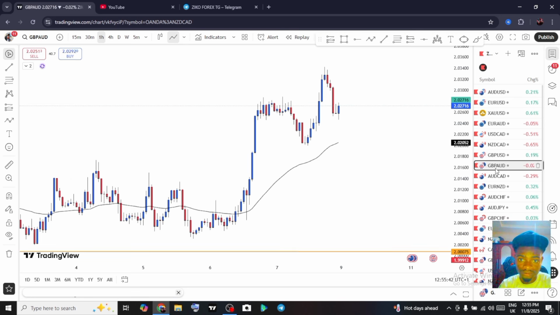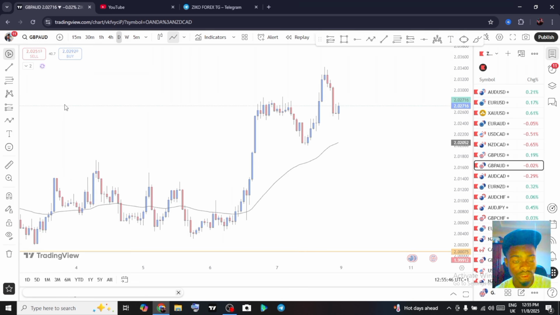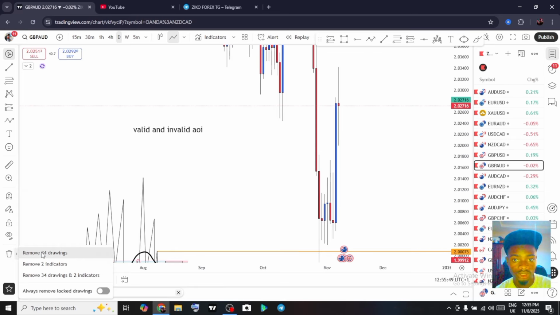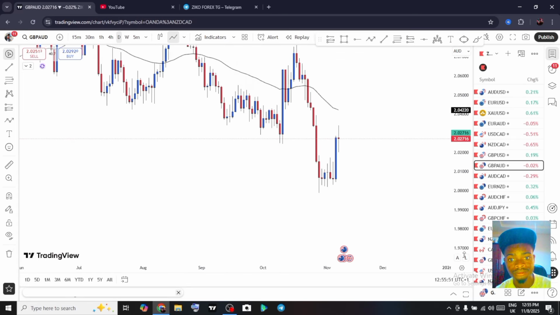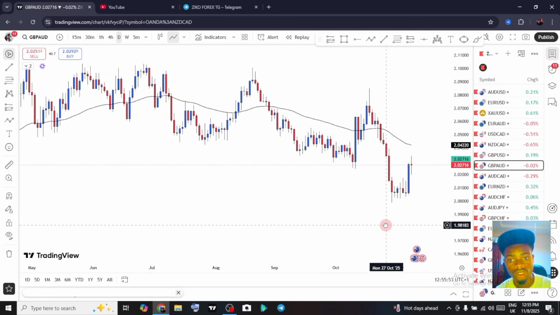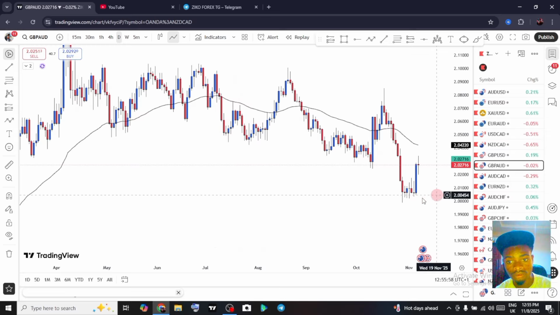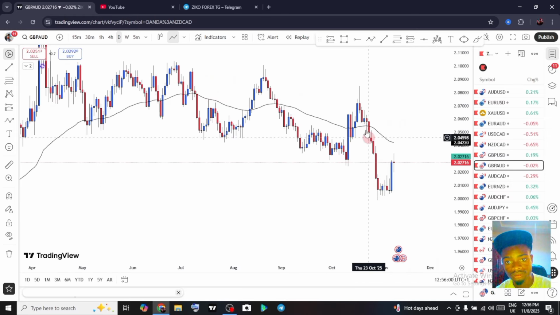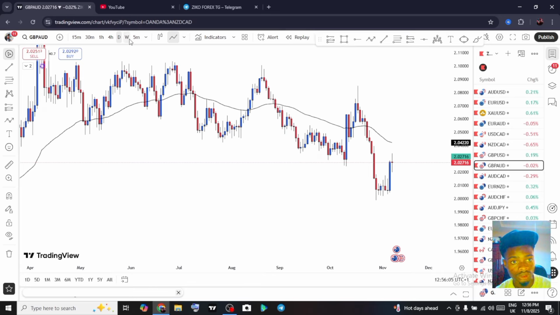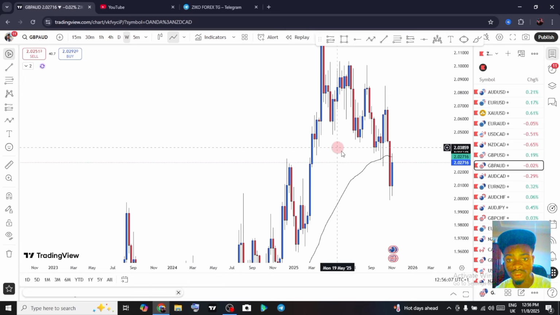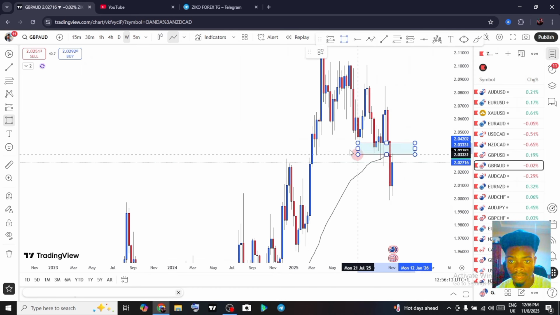GBPAUD next pair. All right, GBPAUD. Let's see how it looks on the daily time frame. On the daily time frame, market is bearish. This is clearly the lower low, and this is the lower high, right? Okay, so let's see how the weekly looks. The weekly is also bearish, right? Lower low, lower high.